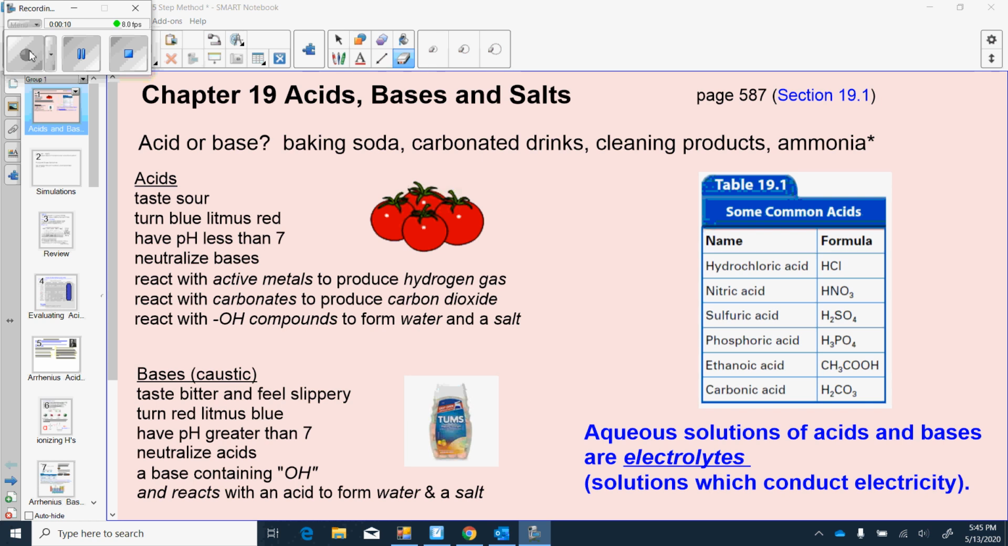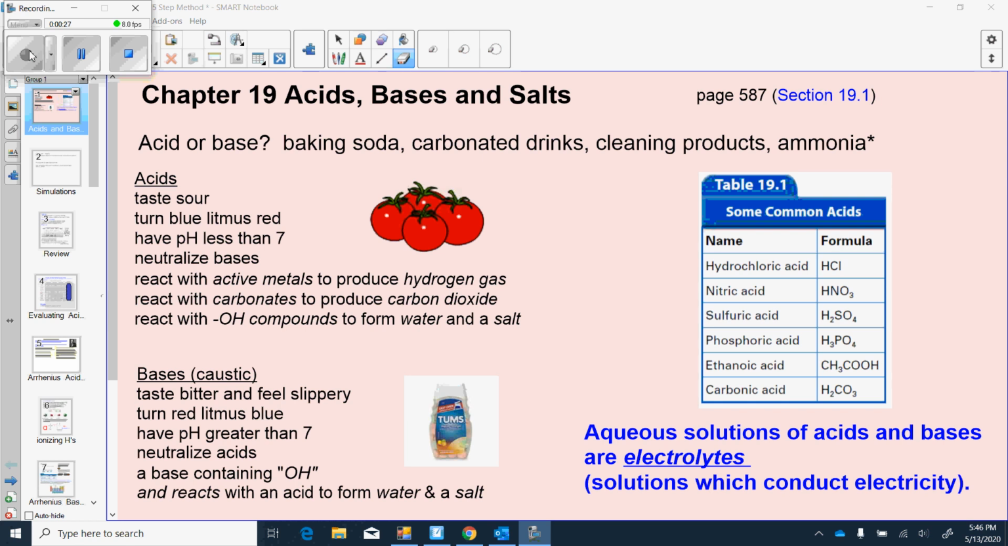We're going to take a closer look at section 19.1 and the second half of 19.3, so in your textbook, page 587. There's going to be 3 videos this week. The first video will be on Arrhenius acid and base definitions. It's going to be this video.